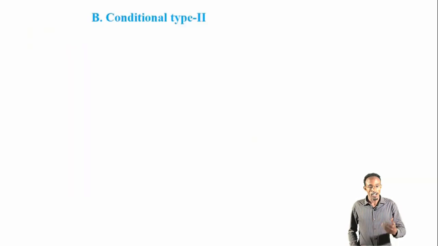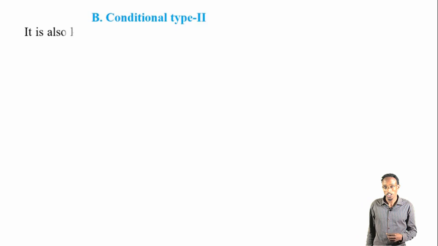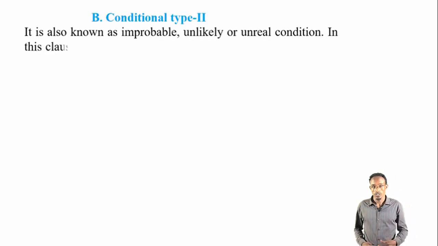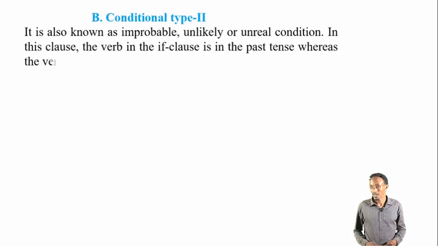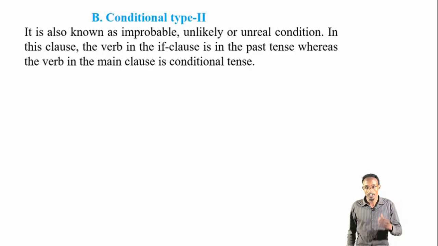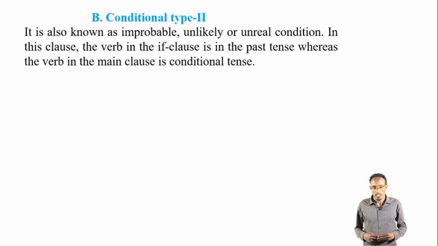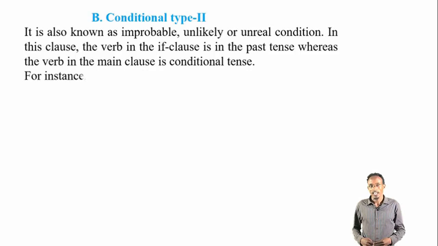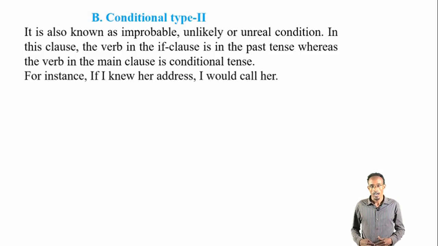The second condition, conditional type two, is also known as the improbable, unlikely or unreal condition. In this clause, the verb in the if clause is in the past tense, whereas the verb in the main clause is in the conditional tense. For instance, if I knew her address, I would call her.